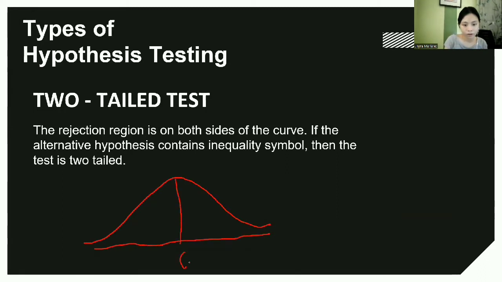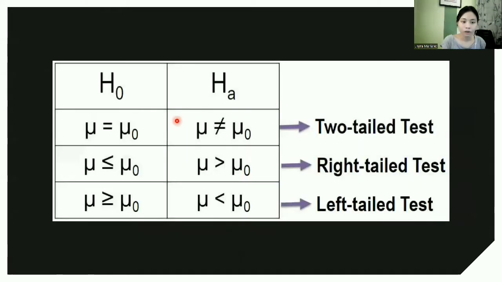Ayan, zero yan. So dalawang side siya isi-shade. Right and left. So, pag right and left, negative and positive yan. So, yan, if may nakita kayo, if inequality yung symbol, it means two-tailed test yung gagamitin. Kung greater than naman, right-tailed test yung gagamitin, it means positive. Kung left-tailed test naman is less than, ang gagamitin sa left-tailed naman is ang negative.